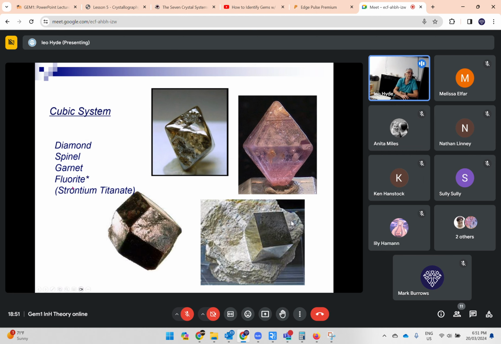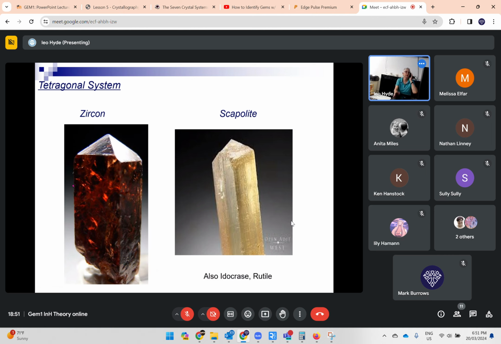Now, fluoride, if you remember, even though we haven't done cleavages yet, is one where there are planes of weakness. If you drop it, it starts life in the ground as a cube, but it ends up looking like an octahedron. So they are not crystal faces, they are cleavage planes, but the rest of them are crystal faces.